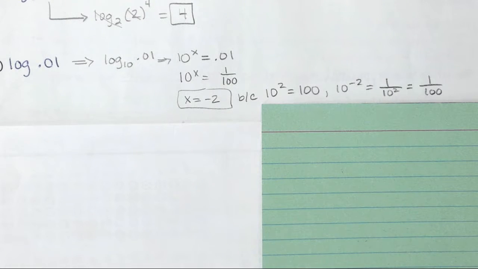Okay, so one thing that can kind of help you know when it's a negative is if you see what? A fraction. A fraction with the 1 over it, or yeah, if you have a small decimal.